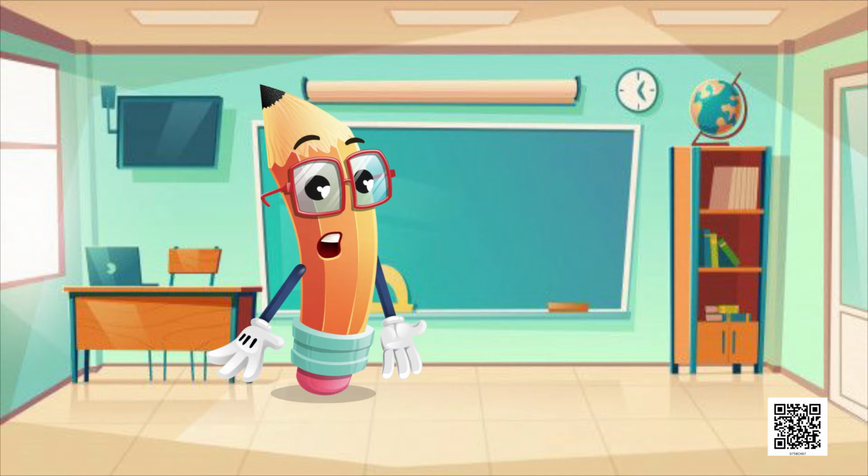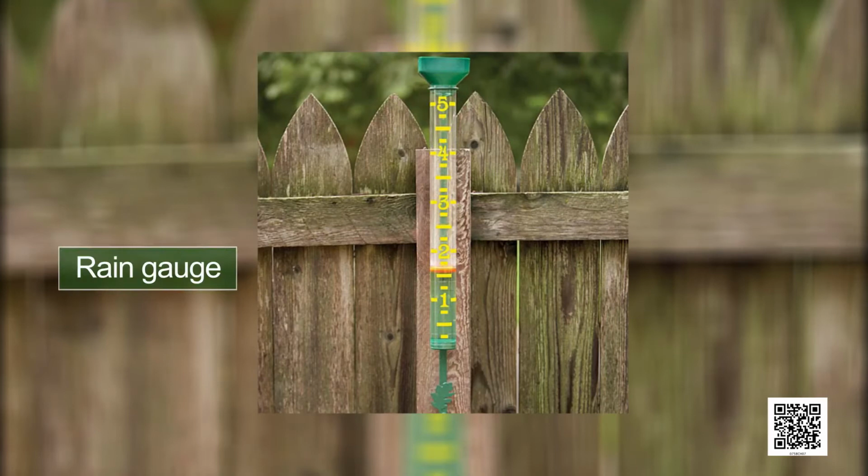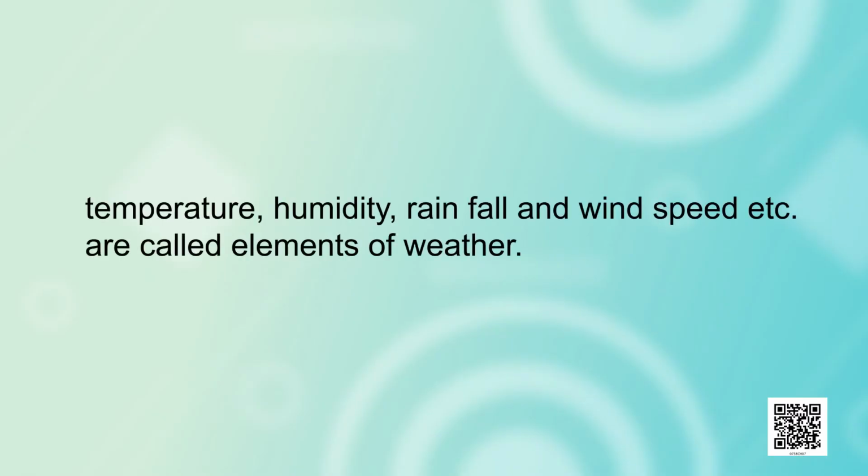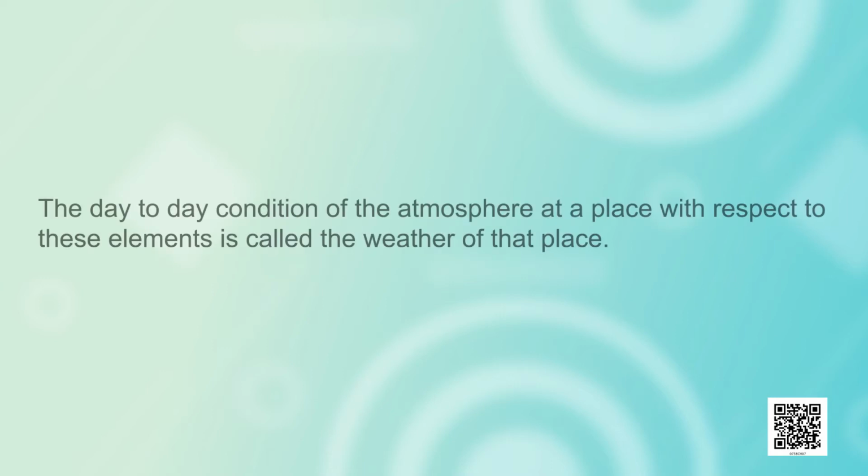Just now we talked about rainfall. Rainfall is measured by an instrument called the rain gauge. It is basically a measuring cylinder with a funnel on top to collect the rain. So, children, with our discussion, we can conclude that temperature, humidity, rainfall, wind speed, etc. are called the elements of weather, and the day-to-day condition of the atmosphere at a place with respect to these elements is called the weather of that place.